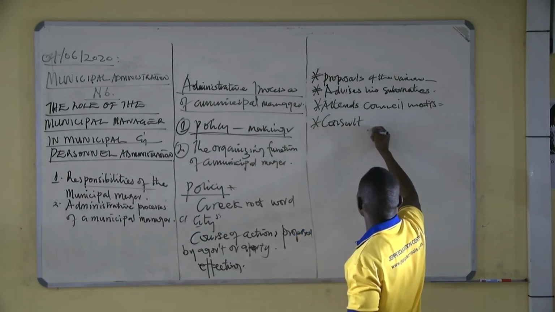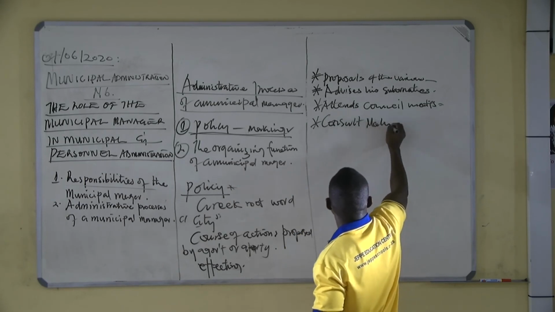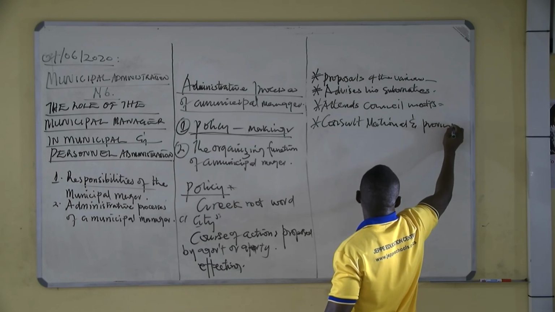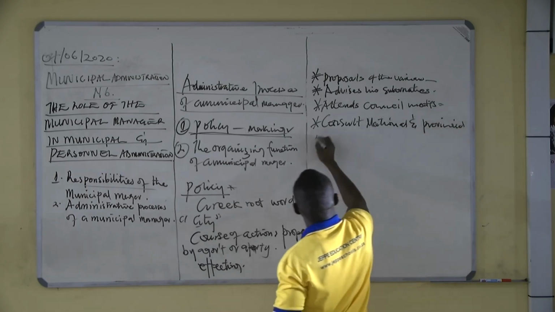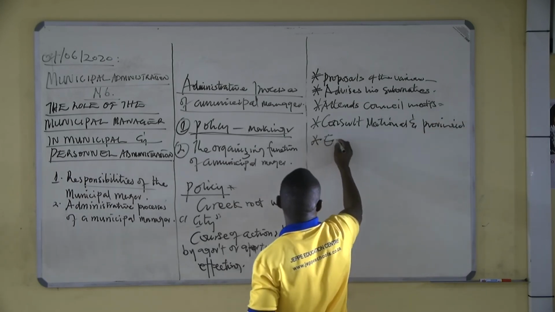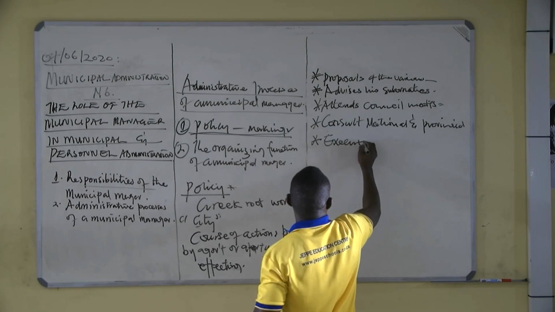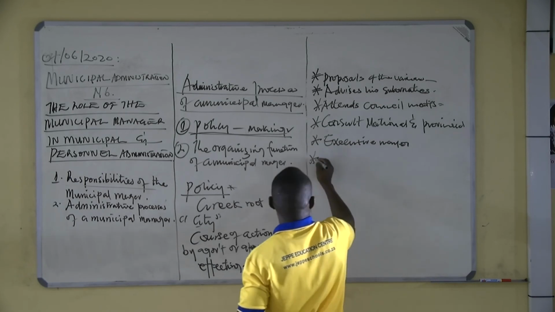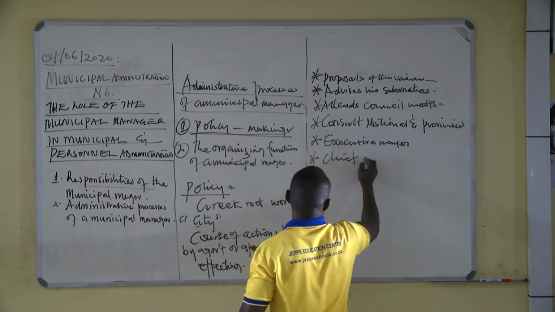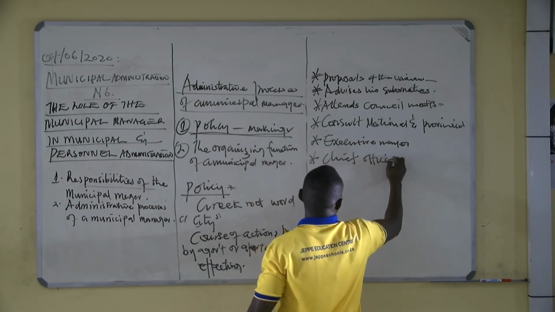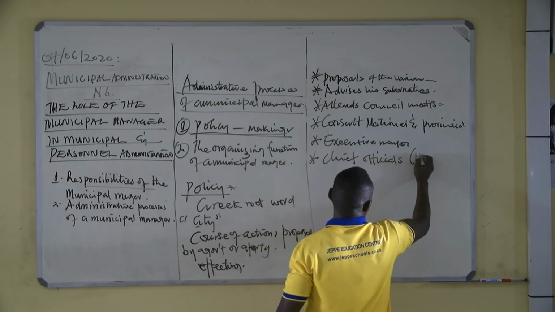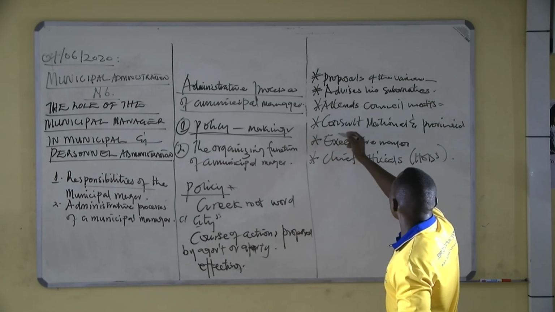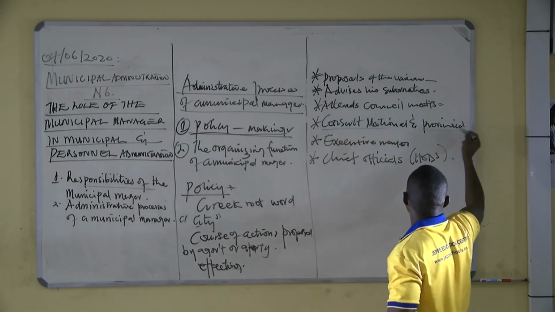Also, a municipal manager should consult. He consults three institutions here. He should consult the national and provincial authorities, should consult the executive mayor, and also should consult the chief officials. These are the heads of departments.